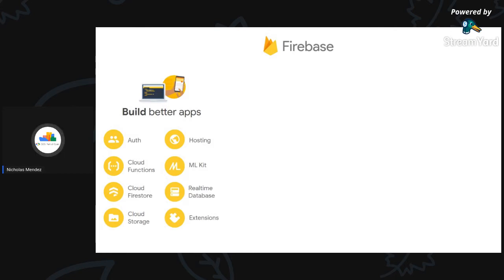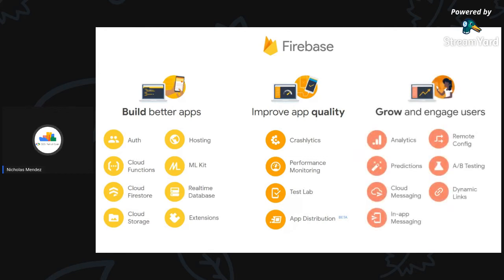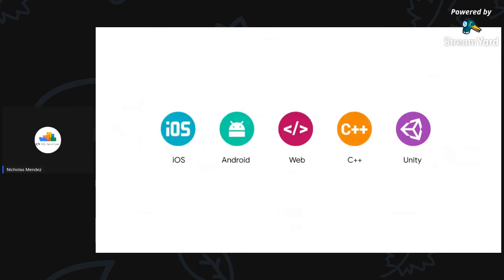The first one helps you build better apps by making complex coding processes easier. Then the second section allows you to improve app quality by helping you catch issues early and fixing them quickly. And the third section helps you grow your app by understanding how other people are using it and engaging them in a meaningful way. As you can see here, there's almost 20 different products within Firebase. While it may seem like a lot, and we're going to go through some of them, the average developer will only use a handful of them in each app. The goal isn't to overwhelm you, but rather let you know what's available when you need it.